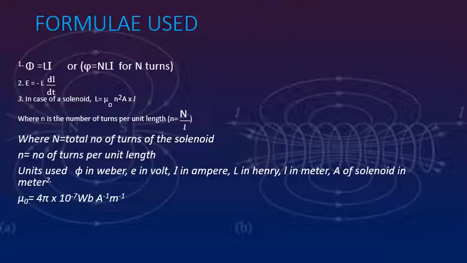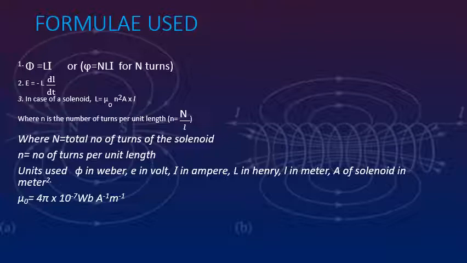The formulas used are: flux phi is equal to Li, or phi is equal to NLI for capital N turns. Induced EMF E is equal to minus L into di by dt. In case of a solenoid, capital L is equal to mu naught n square A into L, where small letter n is the number of turns per unit length.